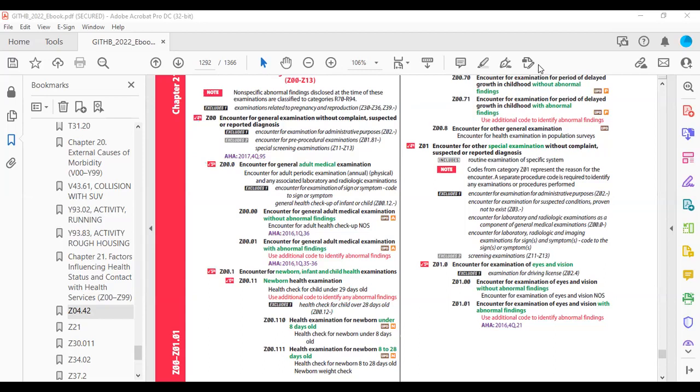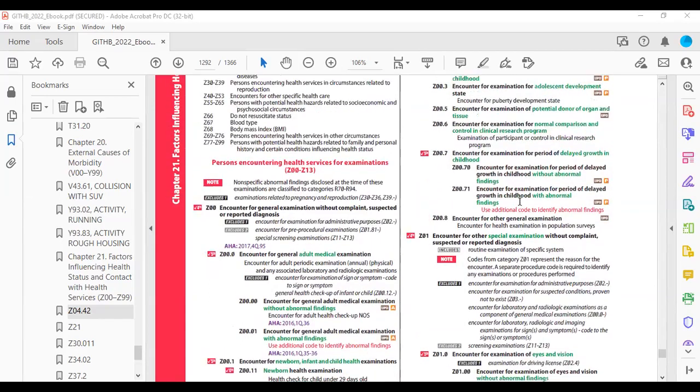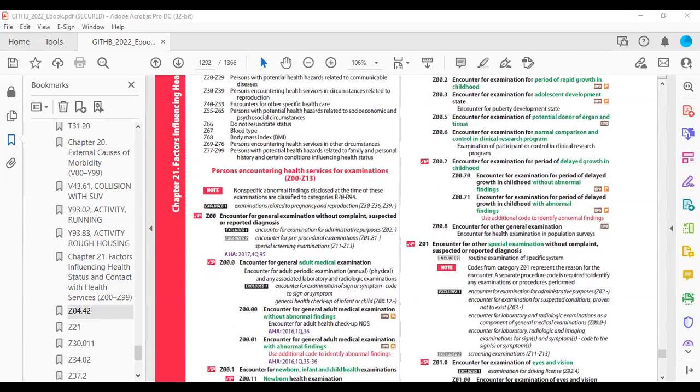And then right next door is what we referenced earlier and what I'm familiar with here, which is the encounter for normal comparison and control in a clinical research program. So in other words, if somebody participates in a clinical trial, they come in, they get a lab draw or another exam and are evaluated in a clinical trial, that's the diagnosis code you would use.